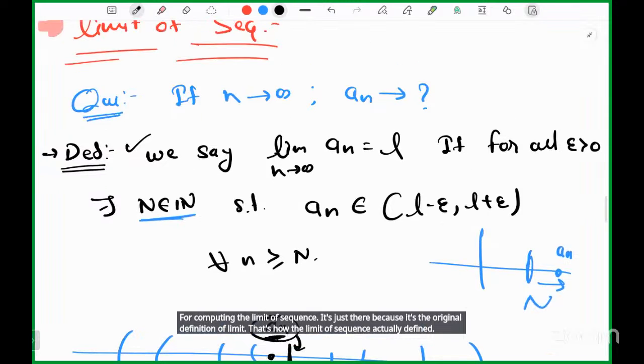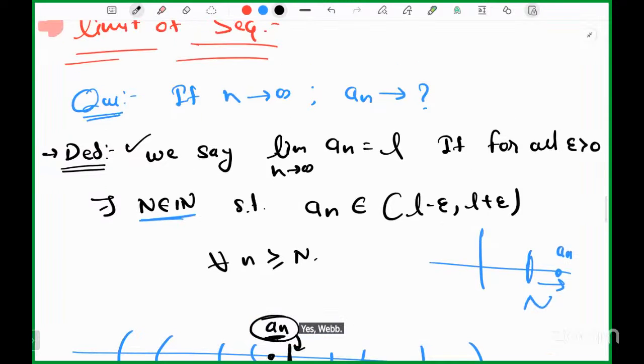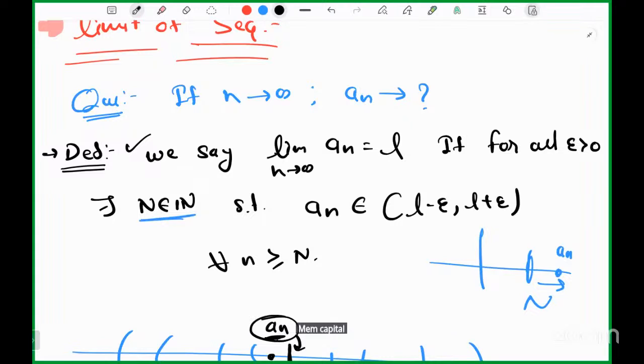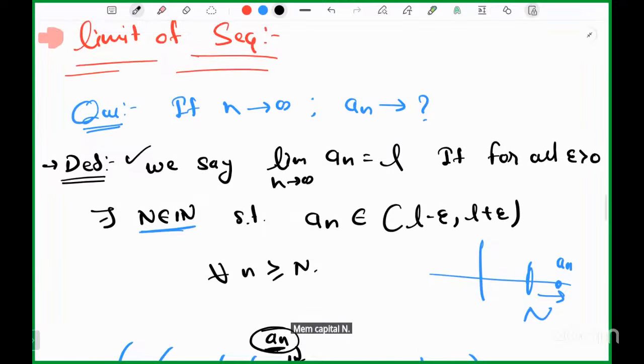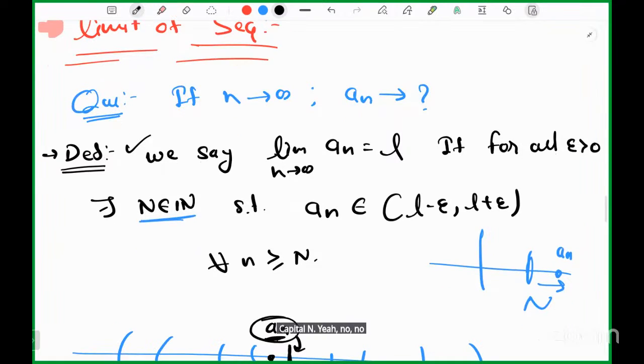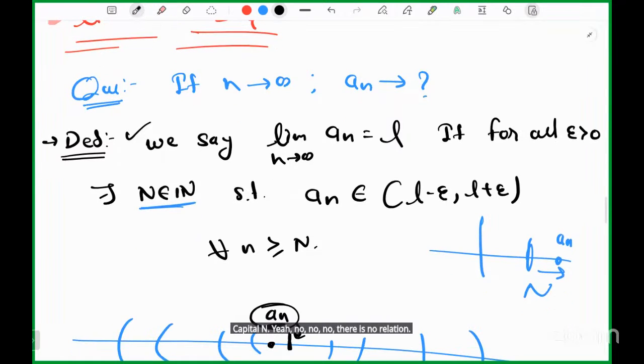Excuse me, ma'am, is there any relation between capital N and small l? Both are actually, you can denote the limit of the sequence by capital L or small l, it's up to you. No, there is no relation between capital N and L.